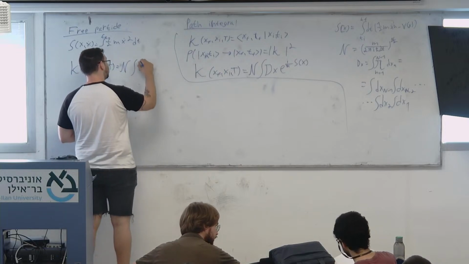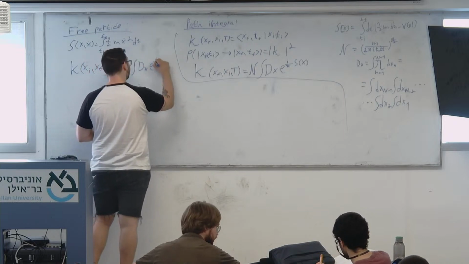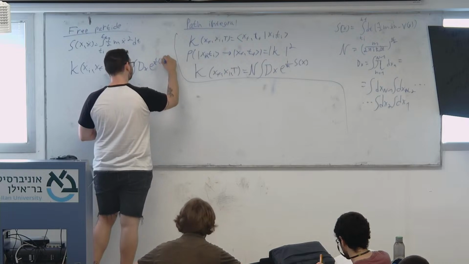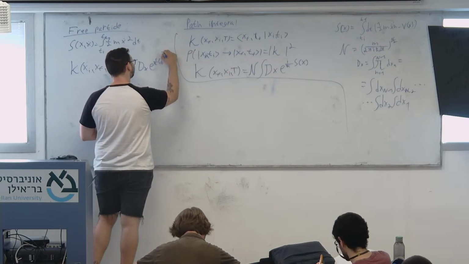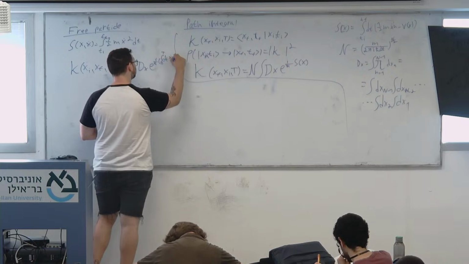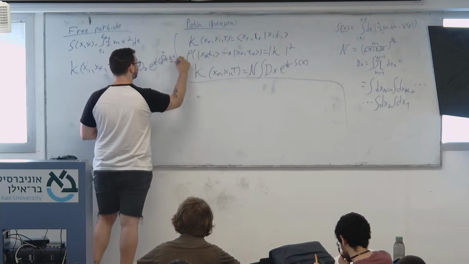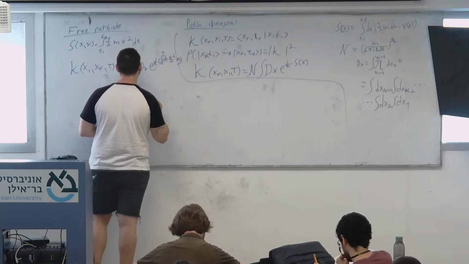Integration of x(t) e to the i divided by h bar, integration from 0 to t dt, squared, divided by 2 times m. I'm sorry, I don't have space.